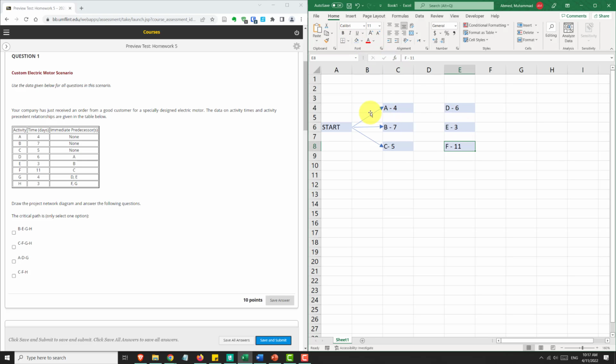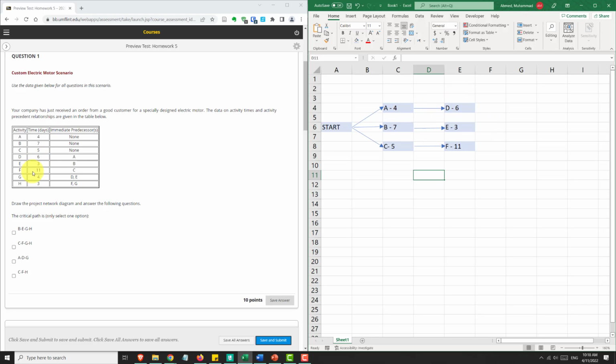Now you have to do A to do D, and so the arrow will start at A. Once you've done A, now you can do D. Same thing for B and E. You have to finish B before you can do E, and so you can draw the arrow here. And then once you've done C, you can do F, so we can draw the third arrow here.